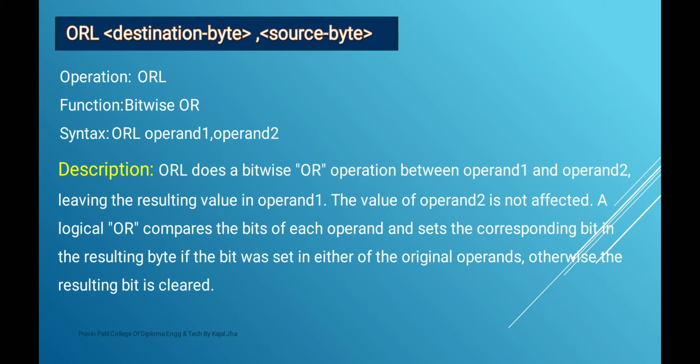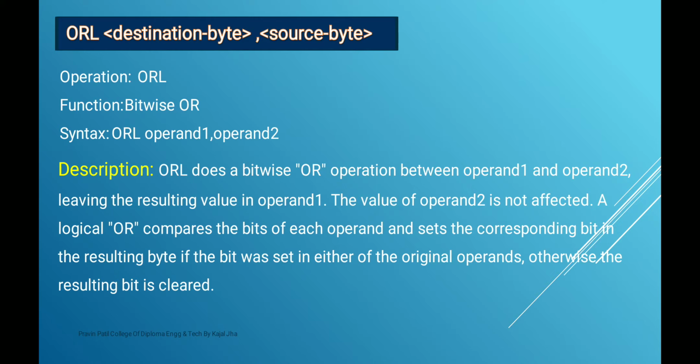ORL is nothing but the OR operation. So ORL operand 1, operand 2 does a bitwise OR operation between operand 1 and operand 2, leaving the resulting value in operand 1. The value of operand 2 is not affected here. Likewise, in an AND operation, logical OR compares the bits of each operand and sets the corresponding bit in the resulting byte if the bit was set in either of the original operands. Otherwise, the resulting bit is cleared.